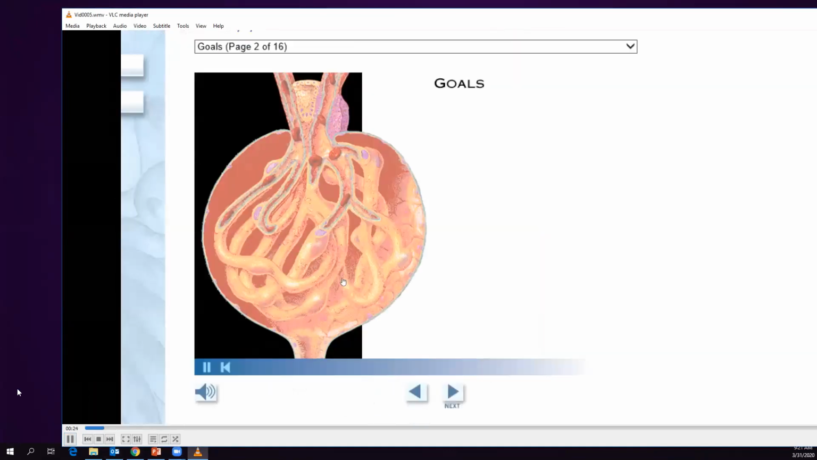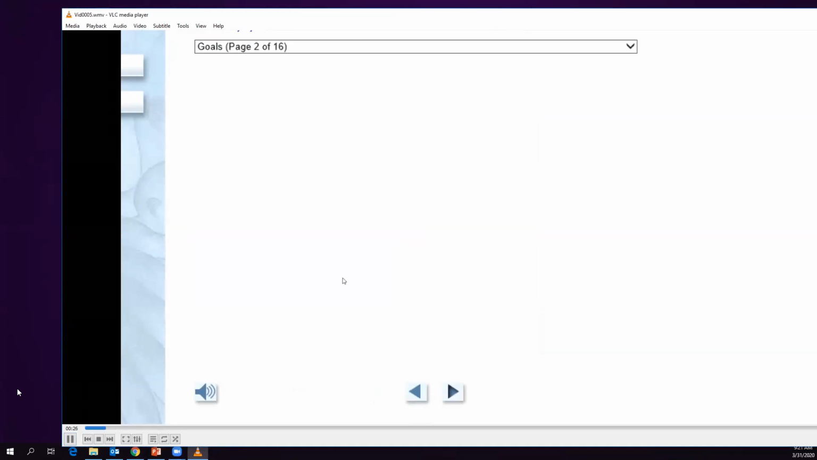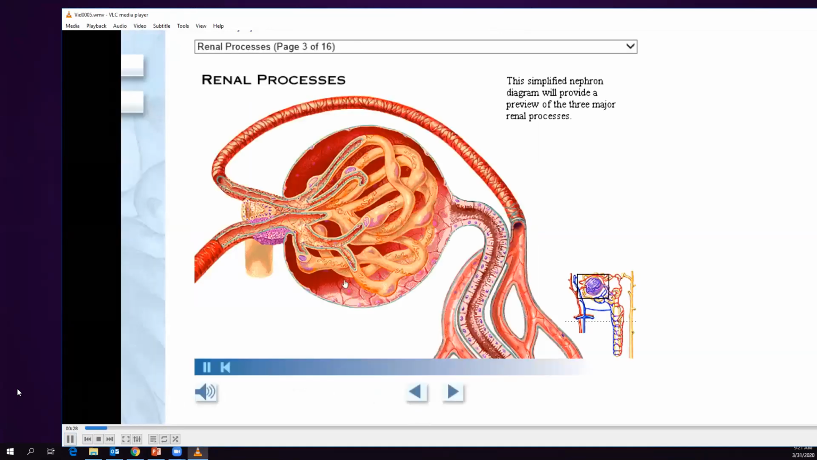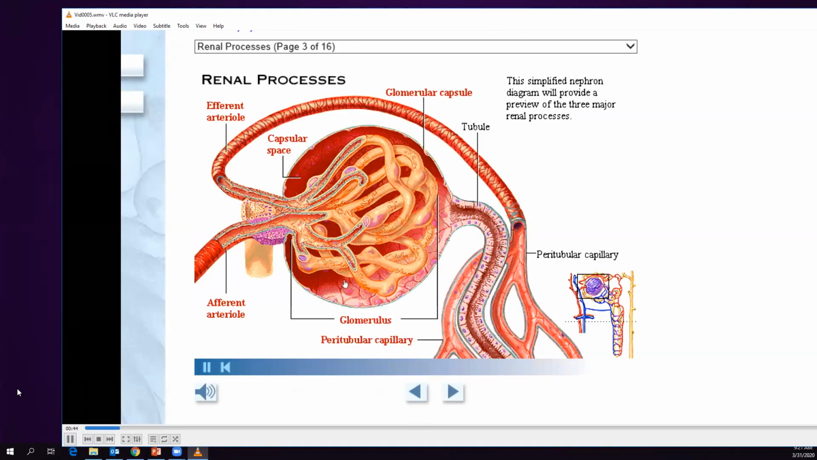Your goals for learning. To preview the three major processes, we'll use the simplified diagram of a kidney nephron showing the afferent and efferent arterioles, glomerular capsule, capsular space, glomerulus, the beginning of the renal tubule, and the peritubular capillaries. Click the glomerulus to see the renal processes.